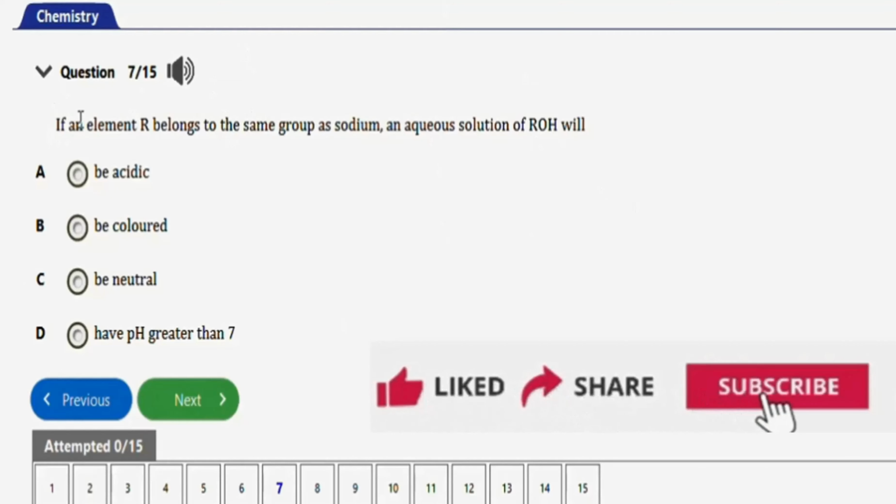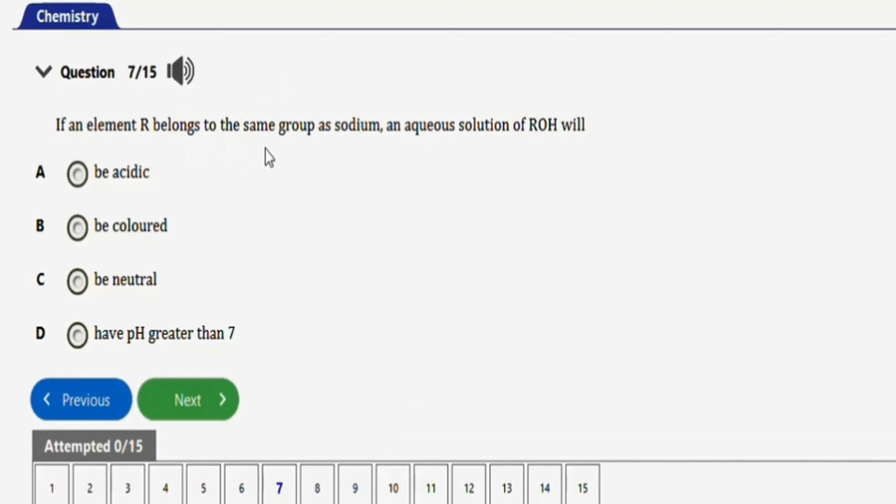This question says, if an element R belongs to the same group as sodium, an aqueous solution of this, we don't know what R is, ROH will be.